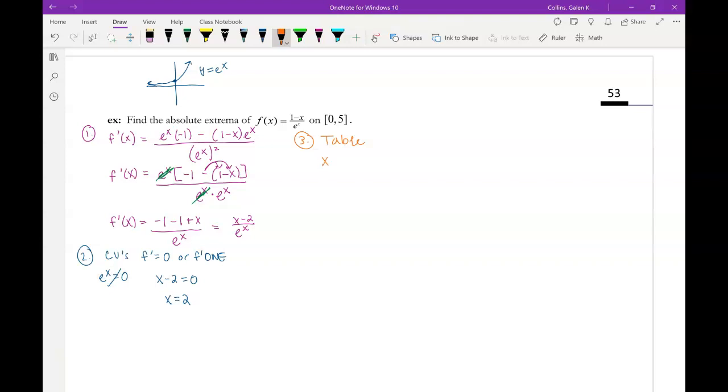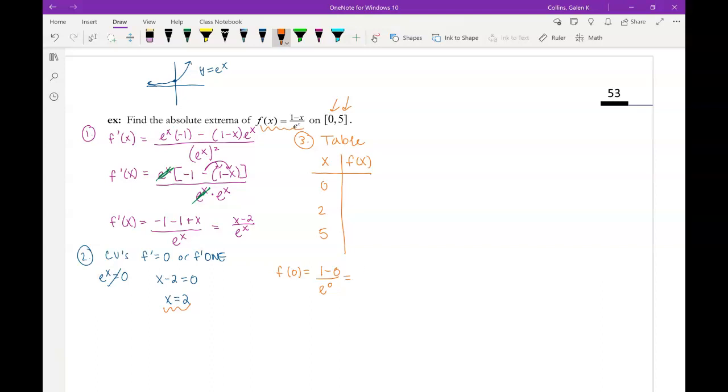And in our table, we need to consider the endpoints of the interval, 0 and 5, and our critical value, 2. So again, in our table, we're including endpoints of the interval, 0 to 5, and our CV of 2. And again, I'm not plugging these numbers into the derivative because I'm going to find the actual function values here. So f of 0 is going to be 1 minus 0 over e to the power of 0. So I'm using the function.